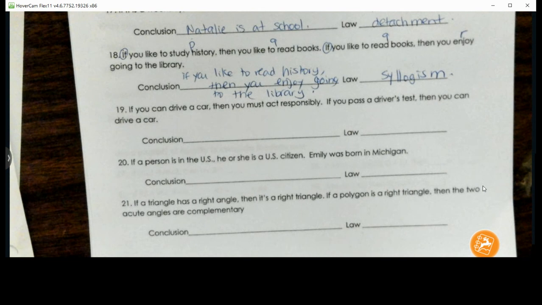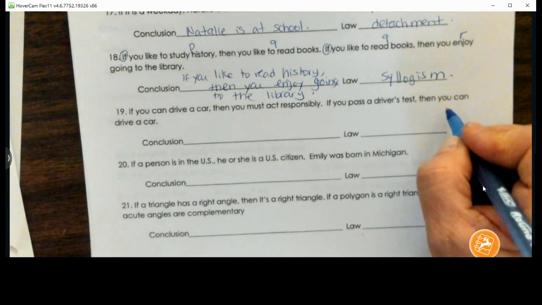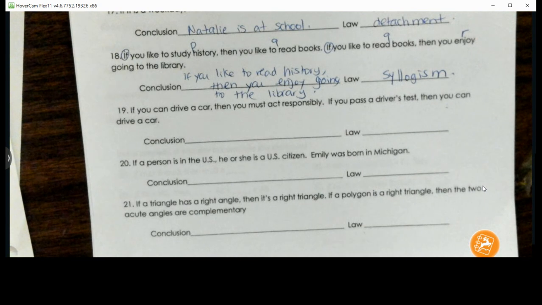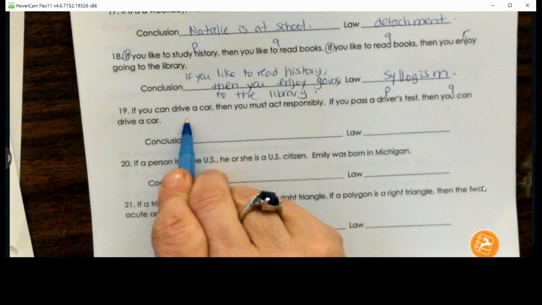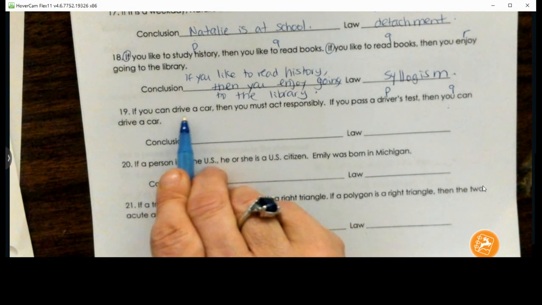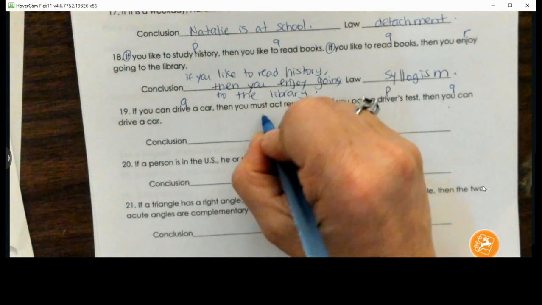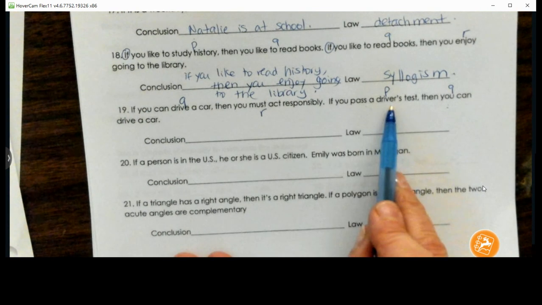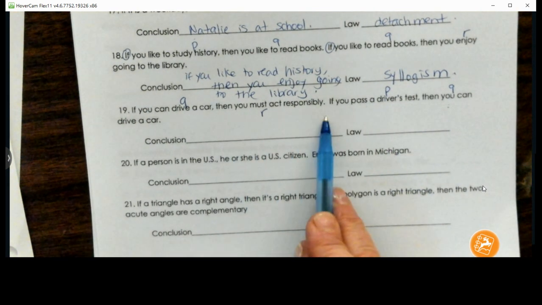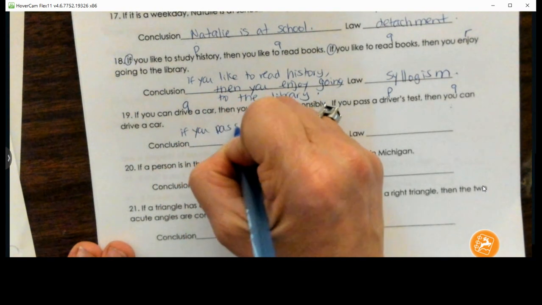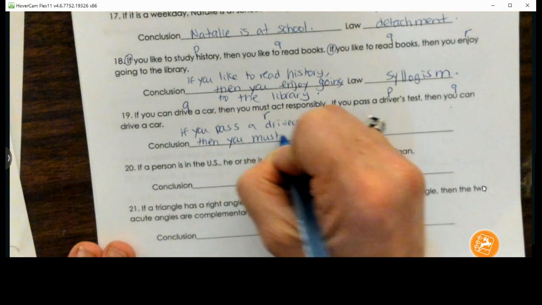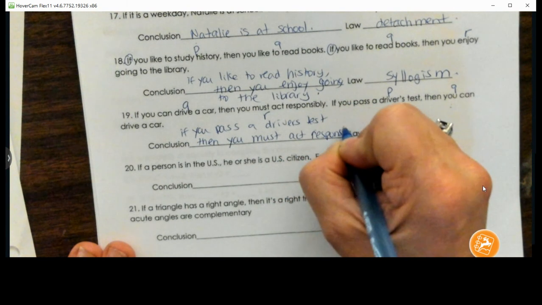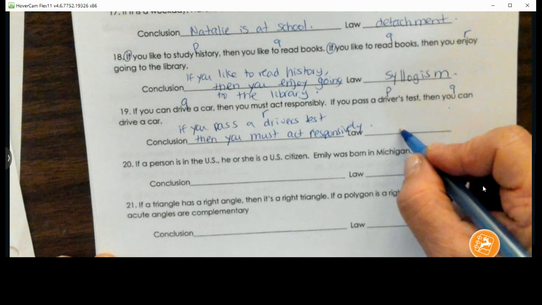So this is not so straightforward, which one is P and which one is Q and which one is R. So I'm going to say that the sentences have been replaced because driving a car appears twice, and that has to be our Q. So I'm going to say this is P, that's Q, this is Q, you could drive a car, and this is R. And now I have to write, if you pass a driver's test, then you must act responsibly. Okay, and that, of course, is the law of syllogism.